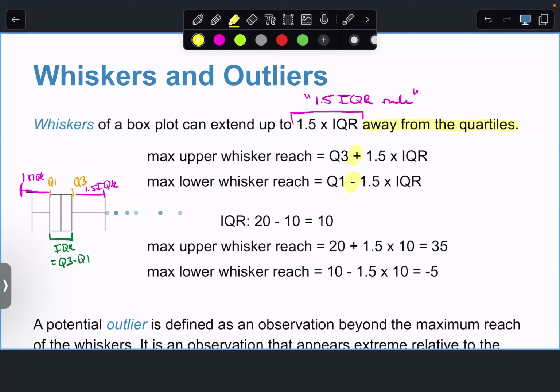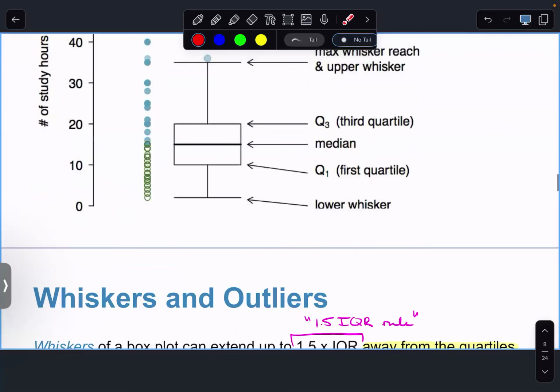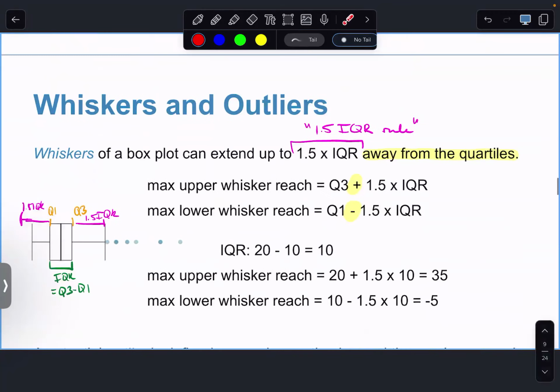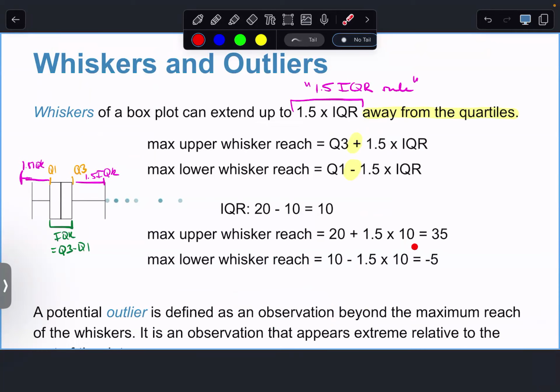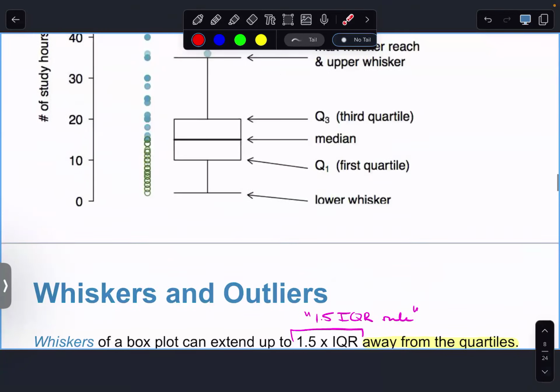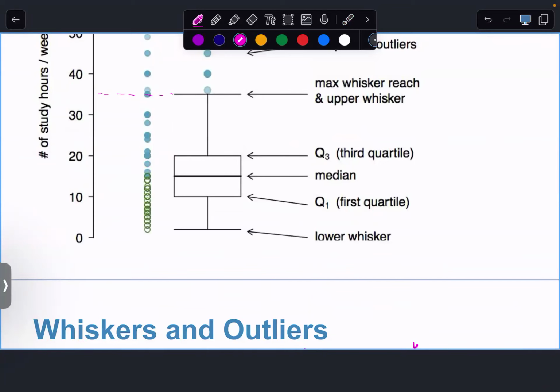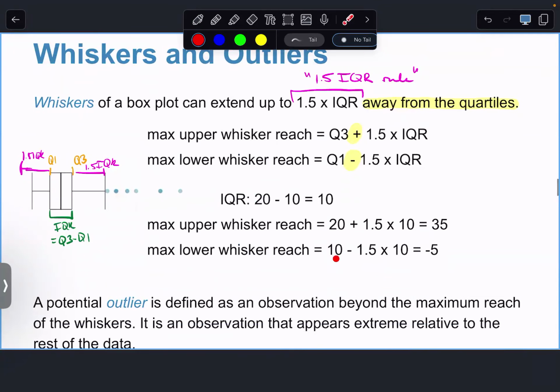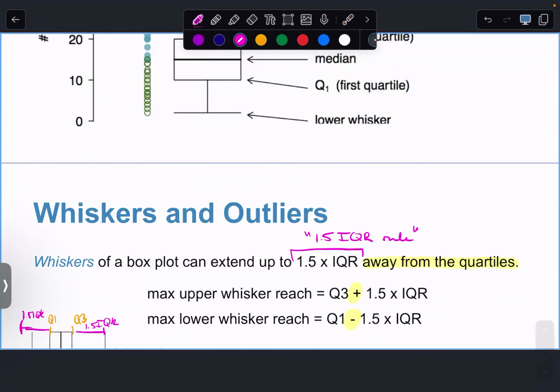So in this little example, from the box plot that we were given, the interquartile range is 20 minus 10, so 10 is the range here. We're allowed to go 1.5 times 10, which is 15, up from Q3, which is 20. 20 plus 15 is 35. And that's why this here is at 35. And the lower whisker, from 10, we're going to go down 15, putting us at -5. But it looks like we reached our minimum before we could get there. So that's nice.